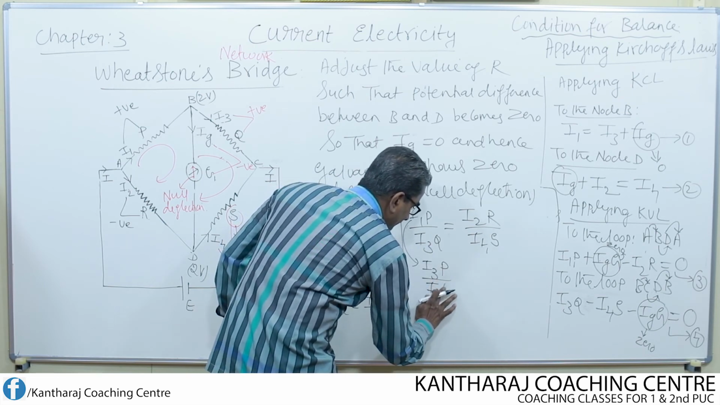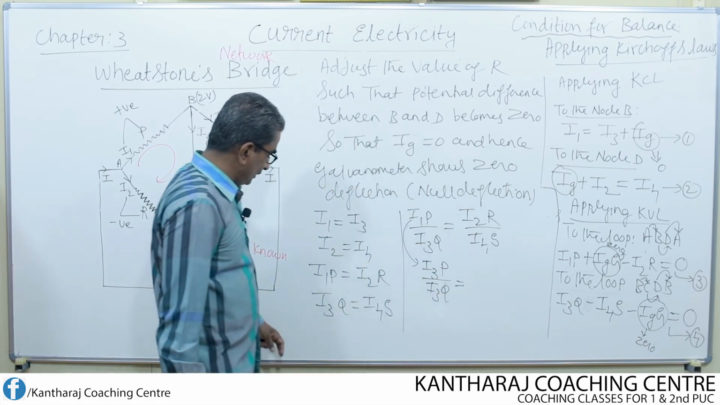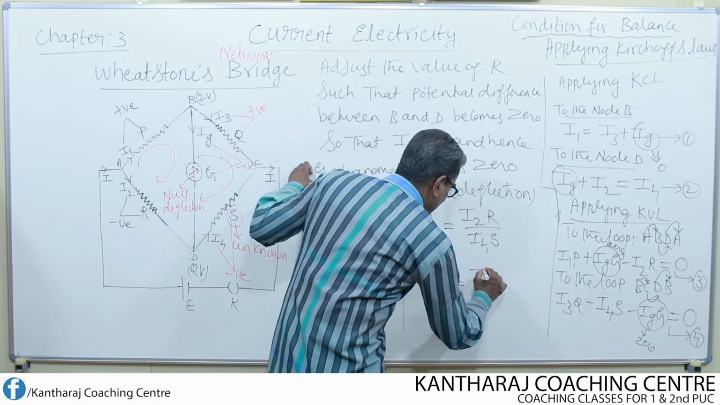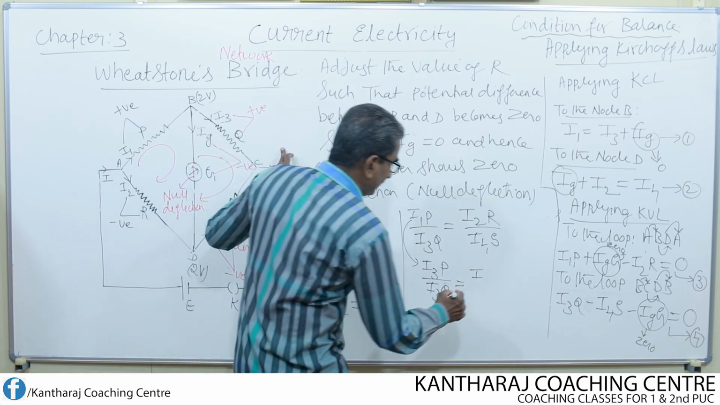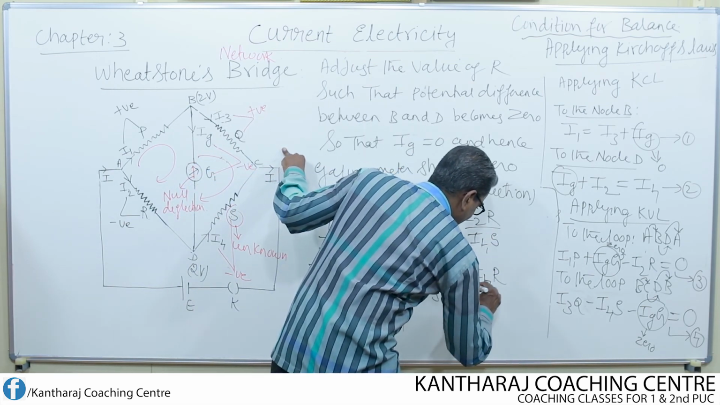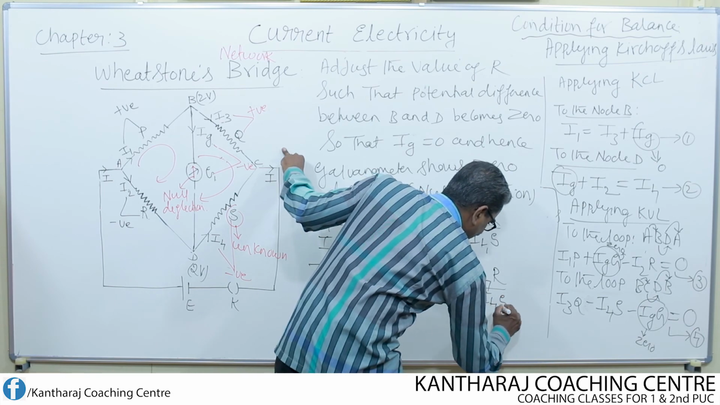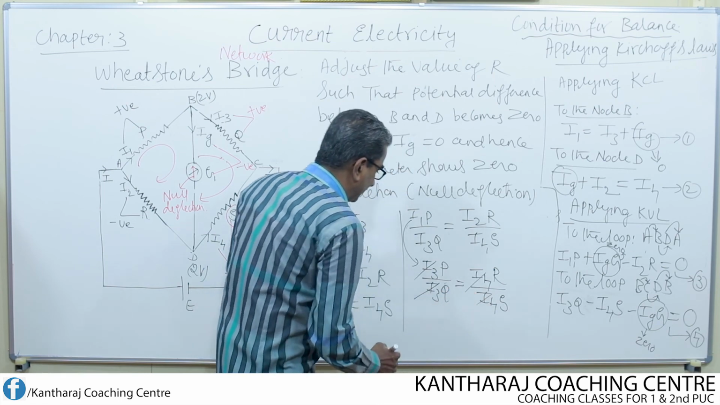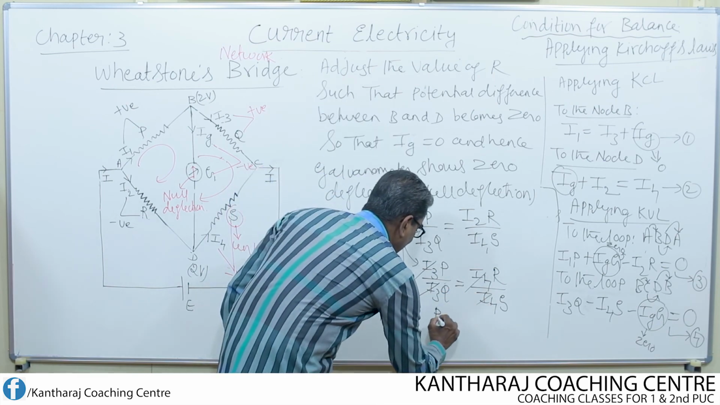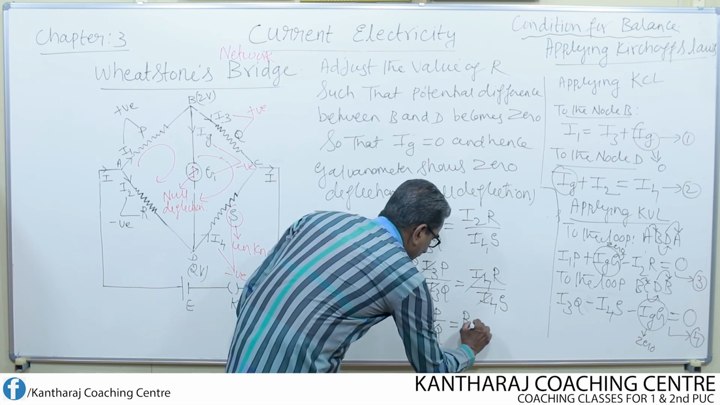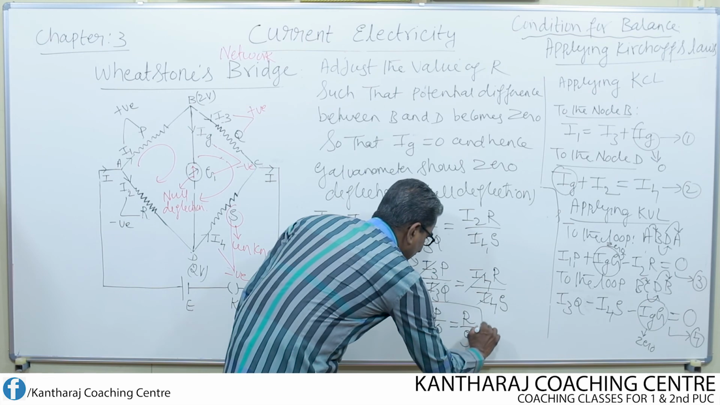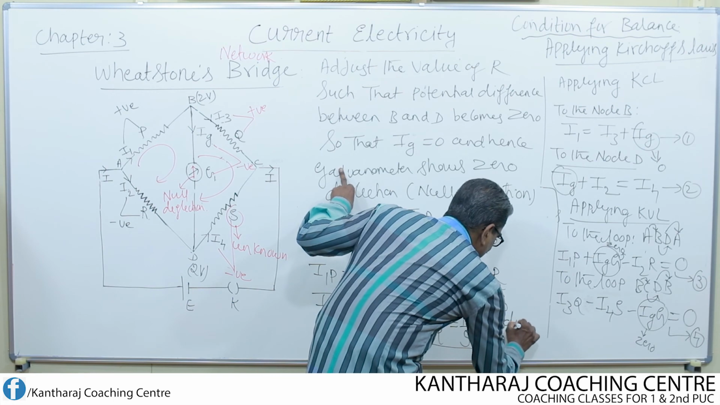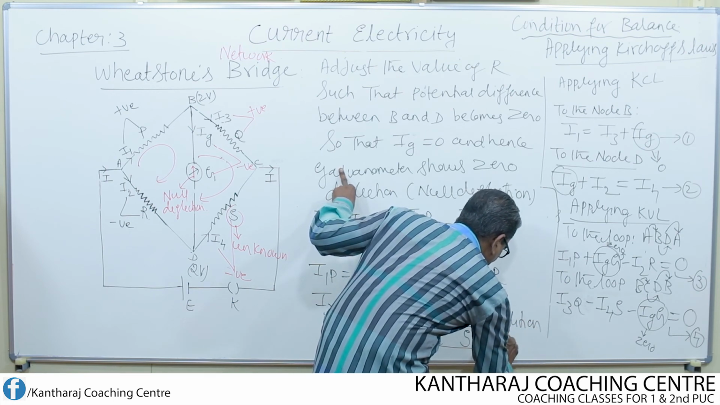Don't make any changes to this. This is equal to, once again for I2, I substitute I4, then I4 into R divided by, retain the denominator as it is. Now I3 gets cancelled, I4 gets cancelled. What is left finally? Finally we have with us P by Q equal to R by S. So this is the condition for balance.